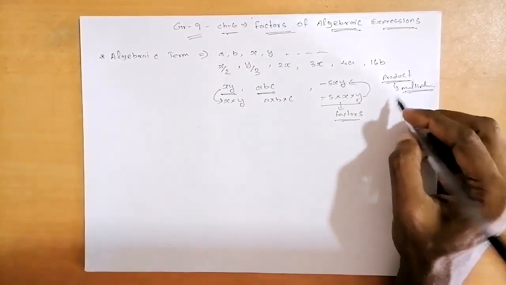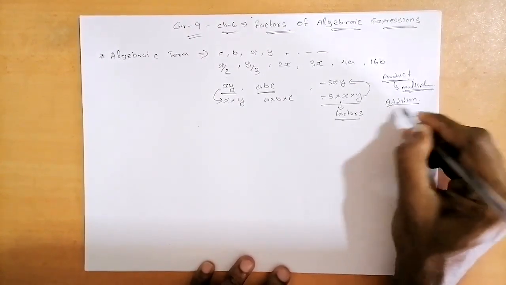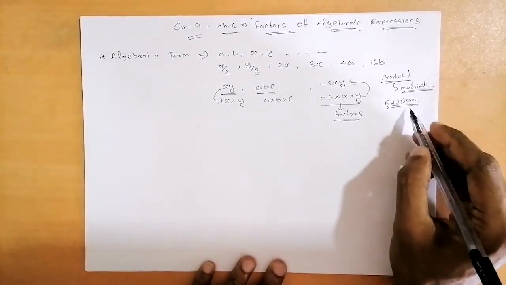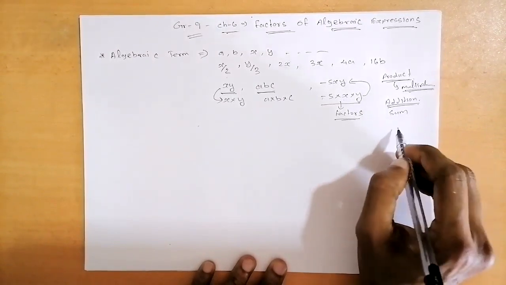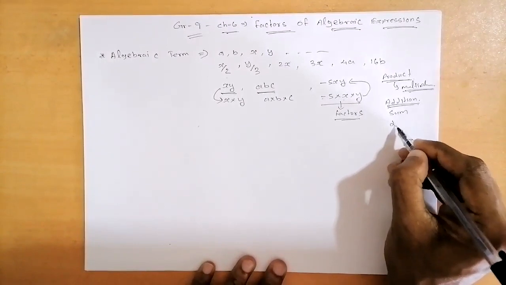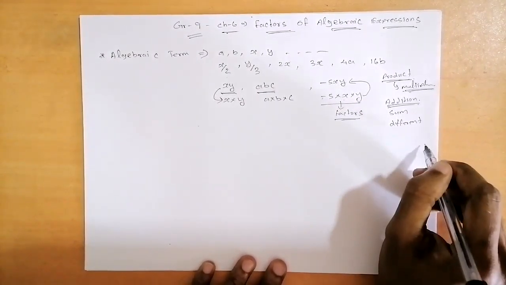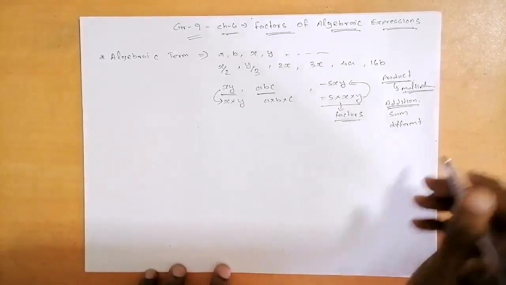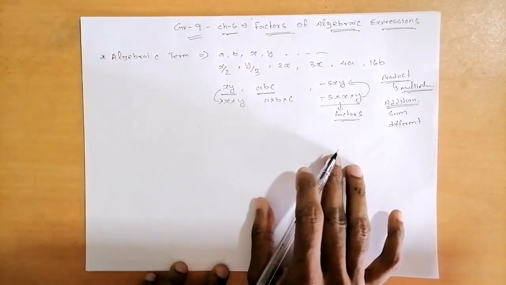You all know addition. We don't frequently use addition; instead we use sum. What is it for subtraction? Subtraction means difference. We use the word difference. You all know. Okay, so let's move on. These categories are called algebraic terms.